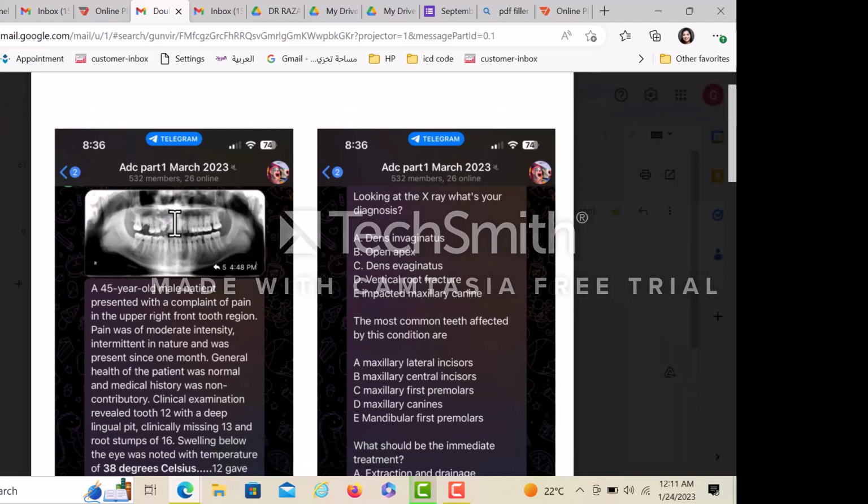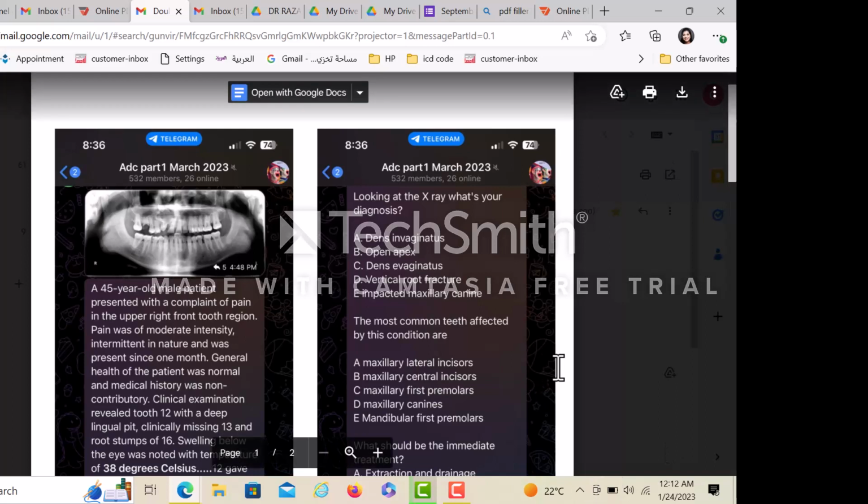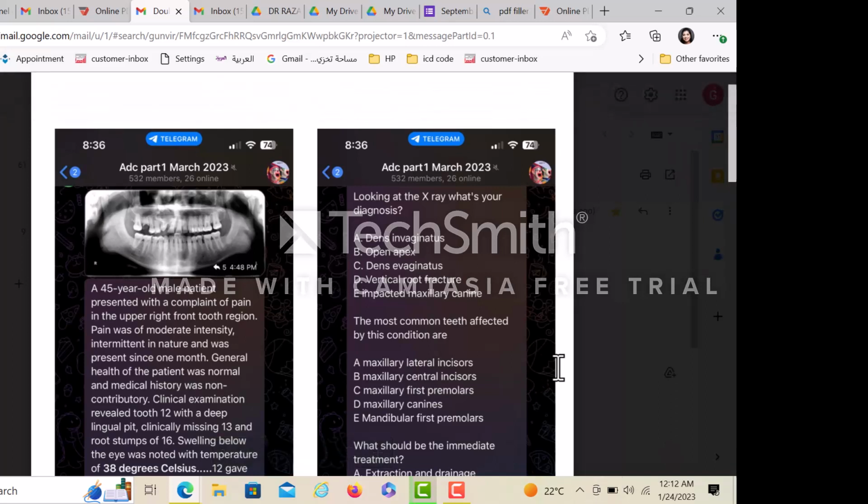But since the electric pulp test is not responding here, it means the pulp is non-vital, and there is swelling associated, which can also be because of the impacted canine. But given the deep lingual pit and the history of pain, an impacted canine is not going to cause a pain like this. Dens invaginatus can. So hence the answer becomes dens invaginatus. The most common teeth affected by this condition are, of course, lateral incisors. You should know this.